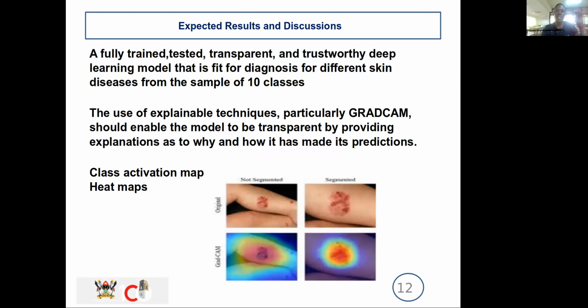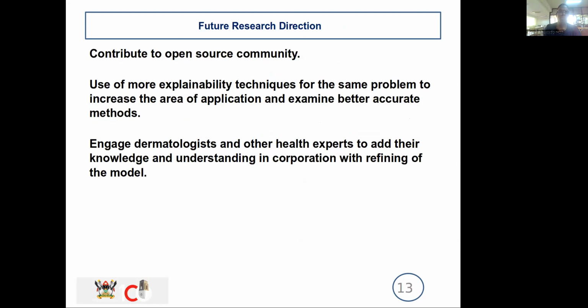Expected results and discussions. We shall have a fully trained, tested, transparent, and trustworthy deep learning model that is fit for diagnosis of different skin diseases from the sample of 10 classes. The use of explainable techniques, particularly GradCam, should enable the model to be transparent by providing explanation as to why and how it has made its predictions. For example, the image below, a class activation map and heat maps.